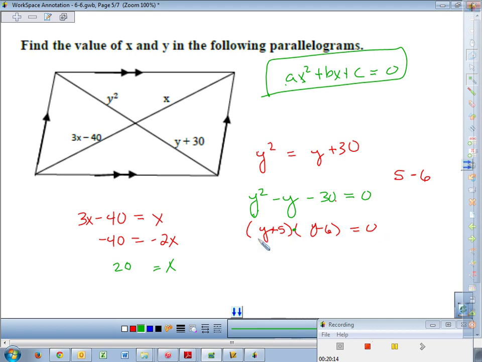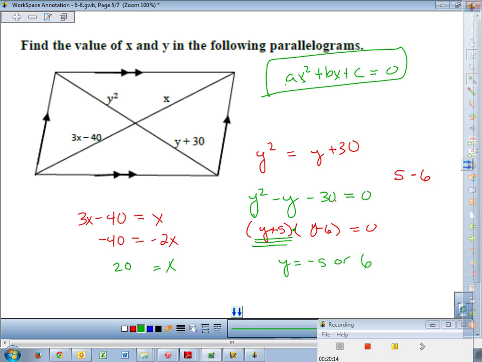So what value of y would make this guy turn out to be 0? If y was negative 5. Or what value of y would make that turn out to be 0? If y was 6. Y'all cool with that? Now, what do you think about those two answers? Do they both work? Should we throw any of them out? What do you think? You want to throw out the negative 5?